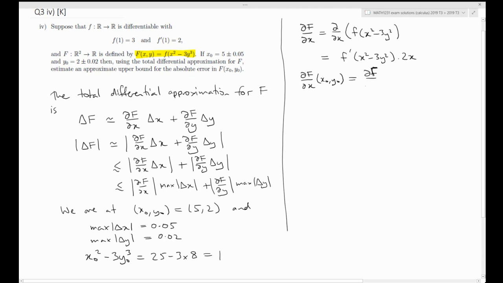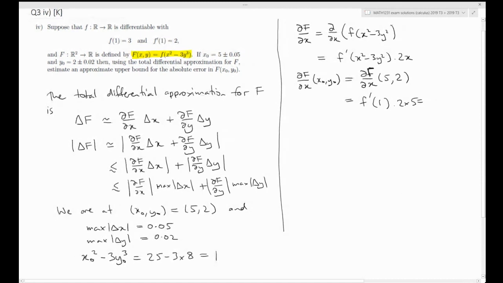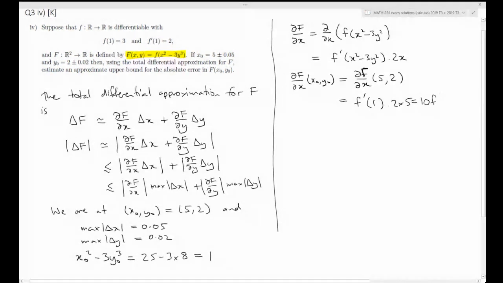Got to make sure I get my capital F's and little f's distinguished. So that's 5, 2. And so this is f dashed of, I already worked out that x squared minus 3y squared is 1 when x is 5 and y is 2, times 2 times 5. Okay, I could have probably simplified that. 10 f dashed of 1.